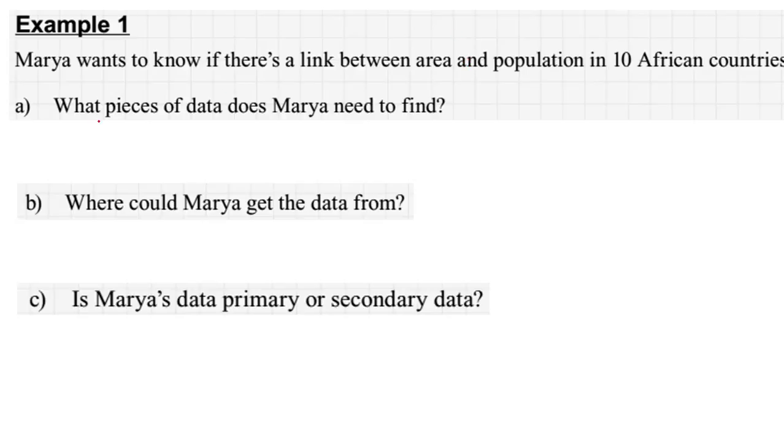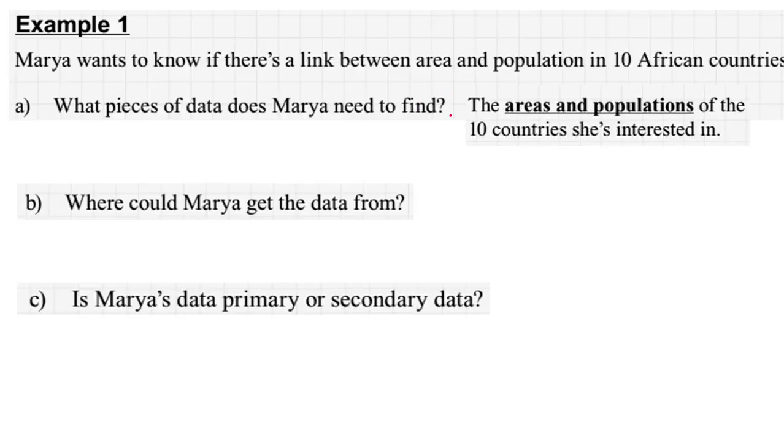So question one says, what pieces of data does Maria need to find? Now, the first piece of data is going to be the area of these countries, right? So these 10 countries, she's going to need to ask herself, what are their sizes? What's the area? The other thing she's going to need to ask herself is the population. So how many people are living in these countries? Okay. So the set of information will be the areas and populations of the 10 countries she's interested in. So those are the pieces of information she'll need.